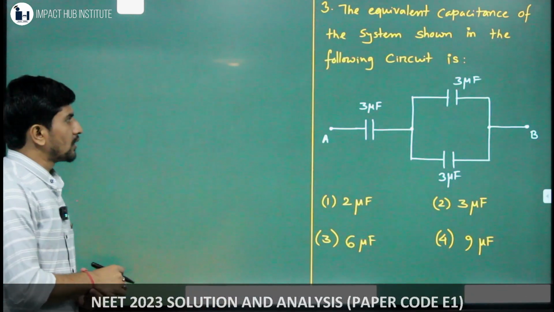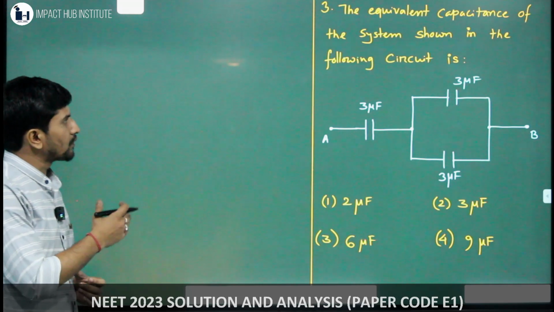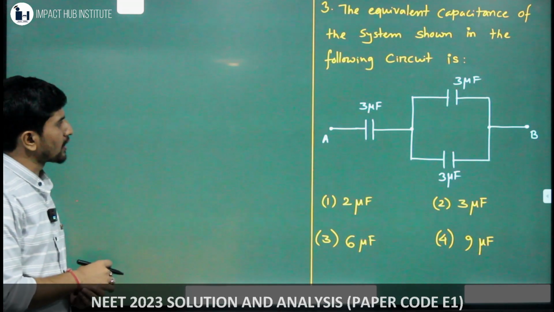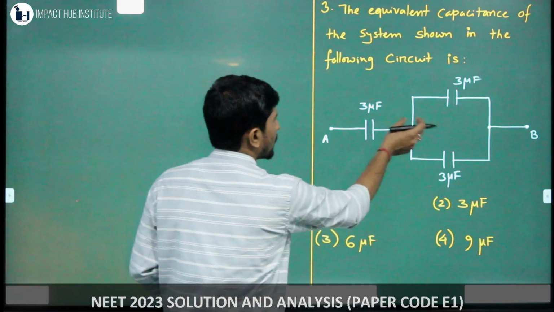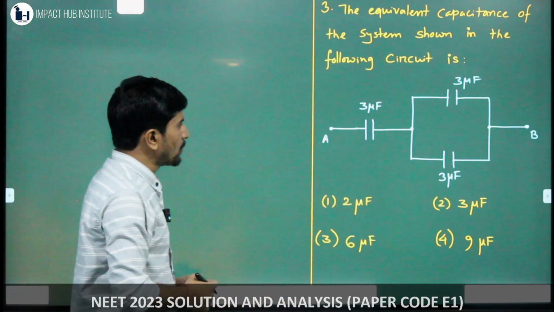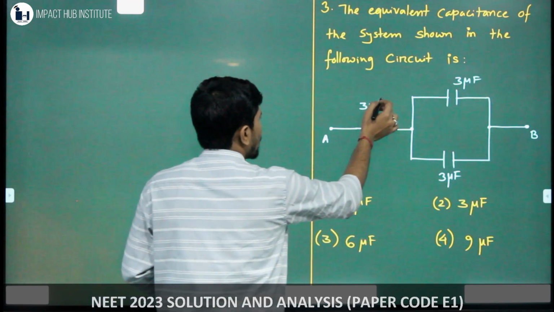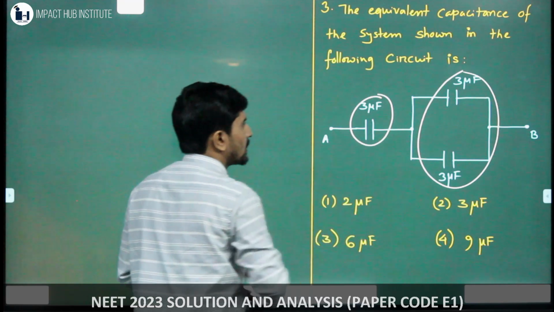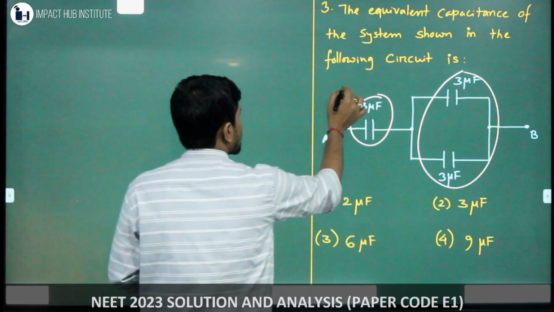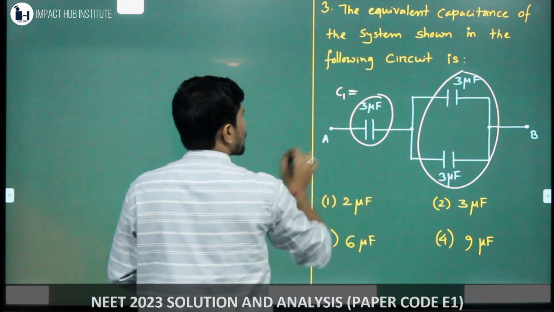There's a question, there's a circuit given in front of us and the circuit consists of 3 capacitors and we are supposed to find the equivalent capacitance between point A and point B. So how will we proceed? It's very simple. This capacitor and this entire unit are in series with each other. Let's say this is C1, so C1 is equal to 3.